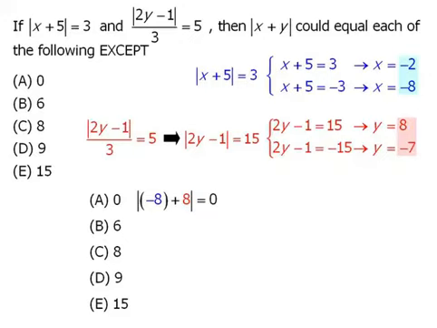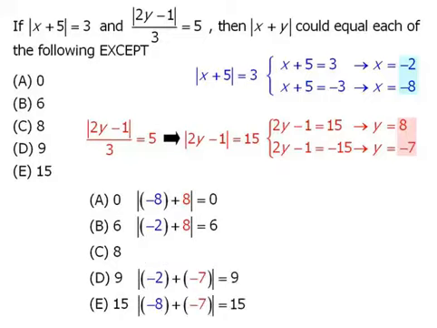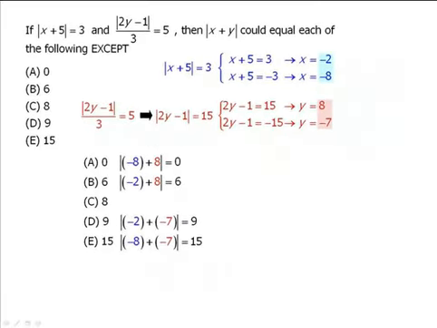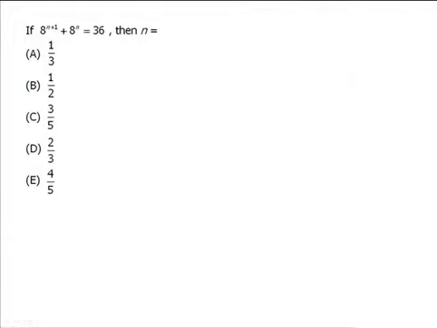Similarly, we can find values for x and y such that the absolute value of x plus y equals 6. And we can do this also for answer choices D and E. So since we cannot eliminate answer choice C, this must be our answer.